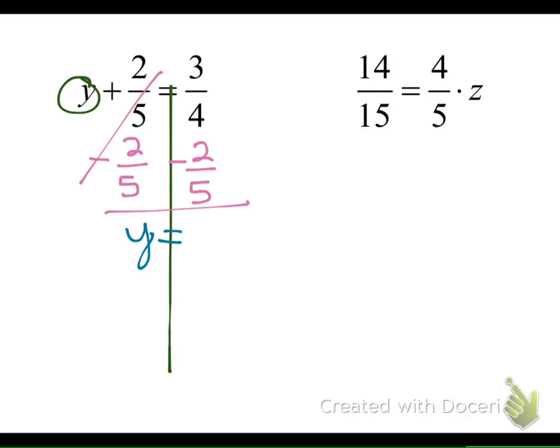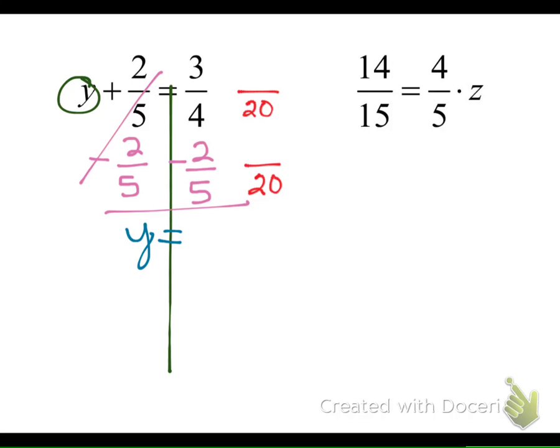Okay, 3/4 minus 2/5. You guys can calculate it with the calculator. I cannot because I don't have one. So, what's a common denominator I could use for 4 and 5? 20, yeah.